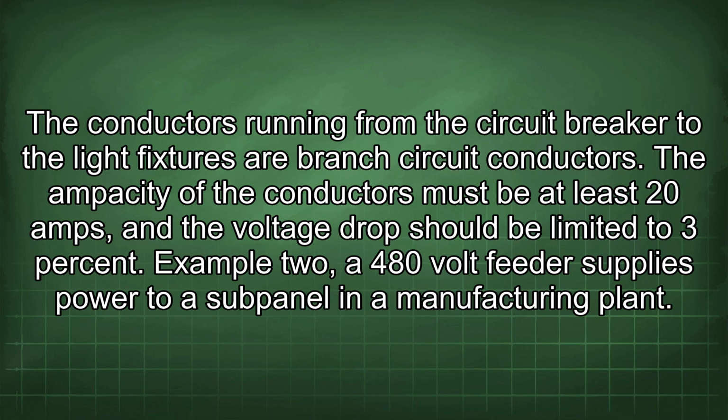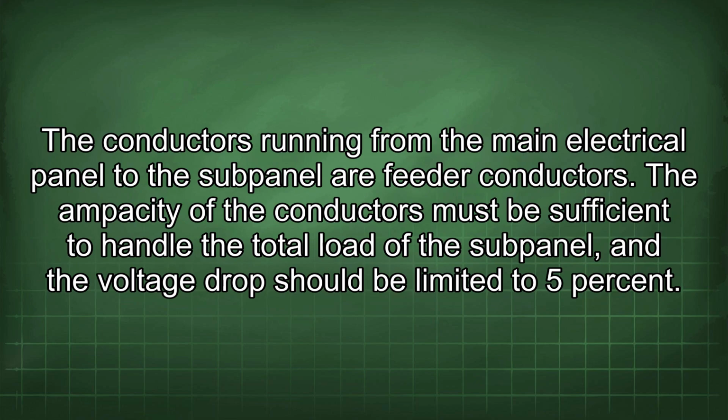Example 2. A 480-volt feeder supplies power to a subpanel in a manufacturing plant. The conductors running from the main electrical panel to the subpanel are feeder conductors. The ampacity of the conductors must be sufficient to handle the total load of the subpanel, and the voltage drop should be limited to 5%.